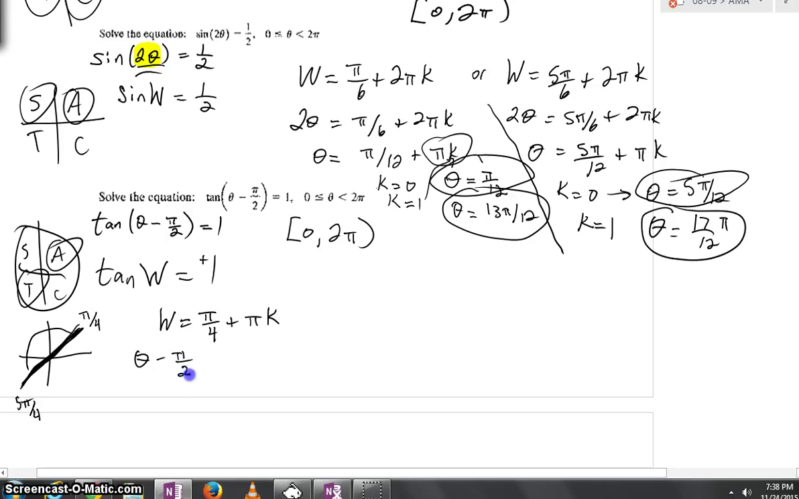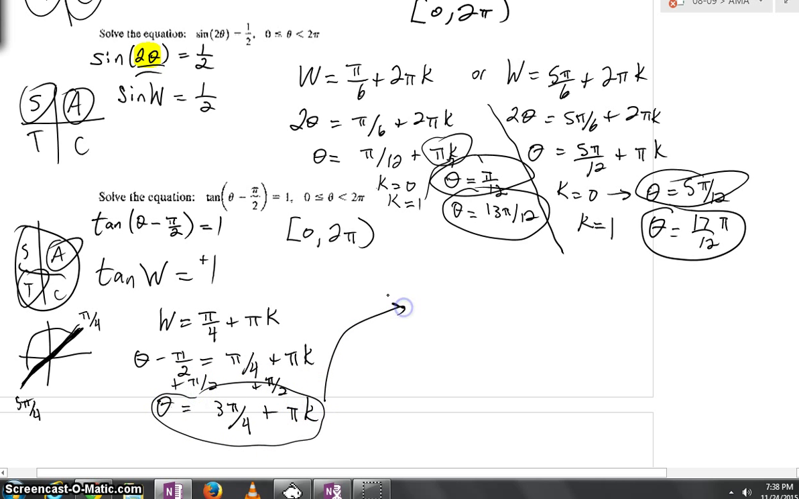When I substitute back in that I have theta minus pi over 2, we can pretty much then solve for theta. If I add pi over 2 on the left side, add pi over 2 on the right, I would get 3 pi over 4. Pi over 4 plus pi over 2 is 3 pi over 4 plus pi k. And in general, this would be a great solution, but I can only have answers between 0 and 2 pi, excuse me. So if we let k equal 0, theta would equal 3 pi over 4.